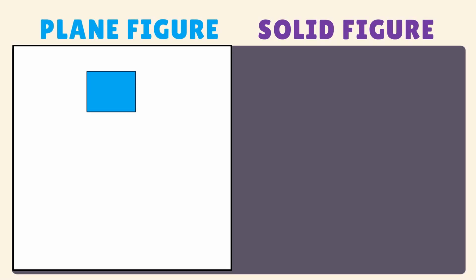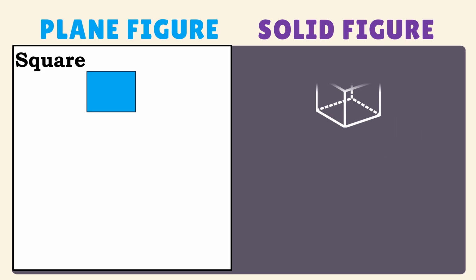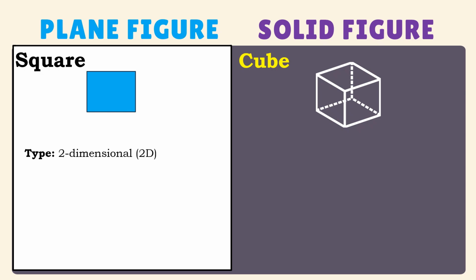What shape is this? Yes, it is a square. What solid figure can we form from this shape? Alright, it is a cube. Let's compare the square and the cube. A square is a 2D or two-dimensional figure, while a cube is a 3D or three-dimensional solid.